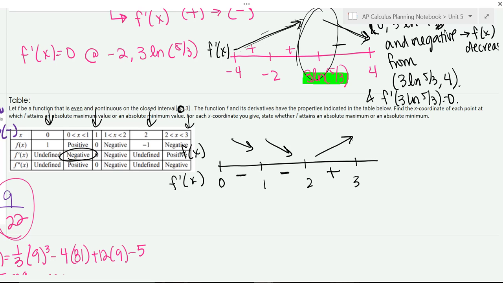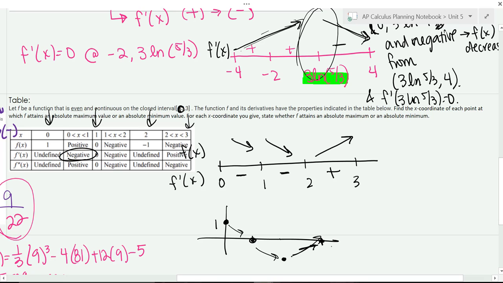I also have some values here that I can go along and say. I know that f of 0 is 1. So if you were to think about this graph, f of 0 is 1. f of 1 is 0. f of 2 is negative 1. And what's going on here is that we are decreasing, decreasing, and then increasing from there. But I still know that f of x is negative between 2 and 3, so it's still going to be below the x-axis until it gets to that positive 3.